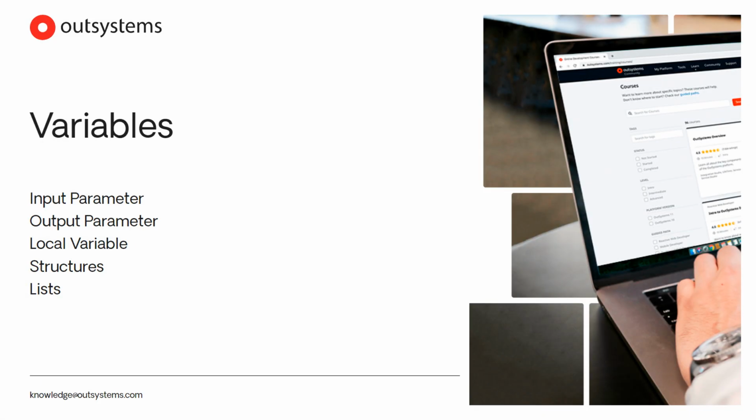Welcome to Variables in OutSystems. In this session, we will discuss variables and how they're used, including the types of variables, such as input parameters, output parameters, and local variables. We'll also talk about two compound data types, structures and lists. Let's get started.